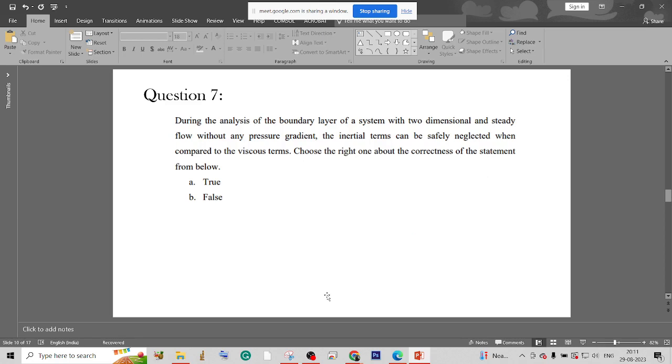Okay, next question. During the analysis of the boundary layer of a system with two-dimensional, steady flow without any pressure gradient, the inertial terms can be safely neglected when compared to the viscous term. Choose the right one about the correctness of the statement. When we do the analysis of the boundary layer, we do a momentum balance, right? There will be the inertial, convective term, there will be the viscous term, and there will be the pressure gradient term. It is said that without any pressure gradient, the inertial terms are safely neglected as compared to viscous. Whether it is true or false.